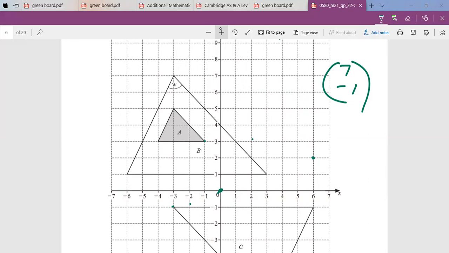So this one will do the same. 1, 2, 3, 4, 5, 6, 7, and you come downwards, which is this. All right. Then for this one, we do the same.